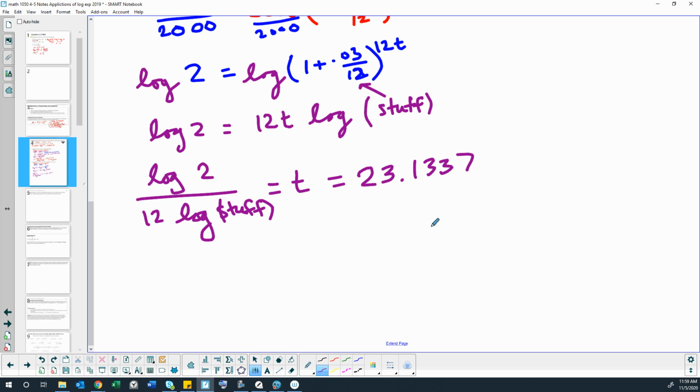23.1337. So 23.1 years, right? To double your money at a 3% interest rate compounded monthly.